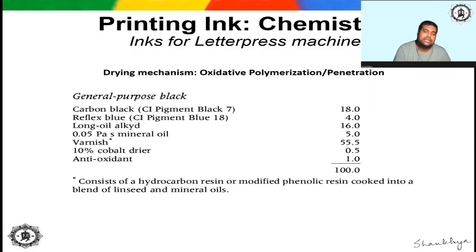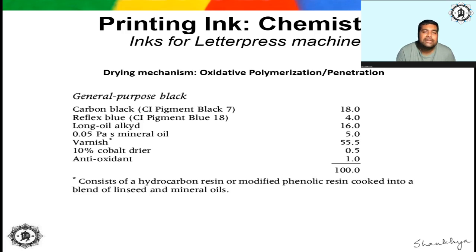Now let us slowly and steadily come into the concept of the formulation part of the inks, various types of ink. So let us start our formulation with the inks that are used for letterpress. So letterpress dries through what? Primarily through oxidative polymerization and some through penetration, because it is mostly printed on papers only.